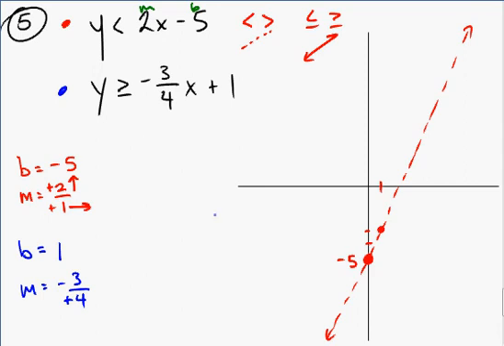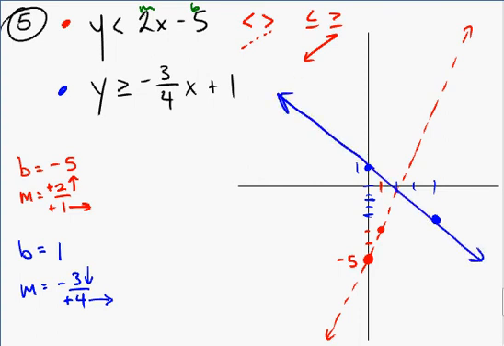All right, the blue one. Intercept is 1. Down 3, right 4. 1, 2, 3. Over 1, 2, 3, 4. In here somewhere. That's 6. Okay. It's a solid line.